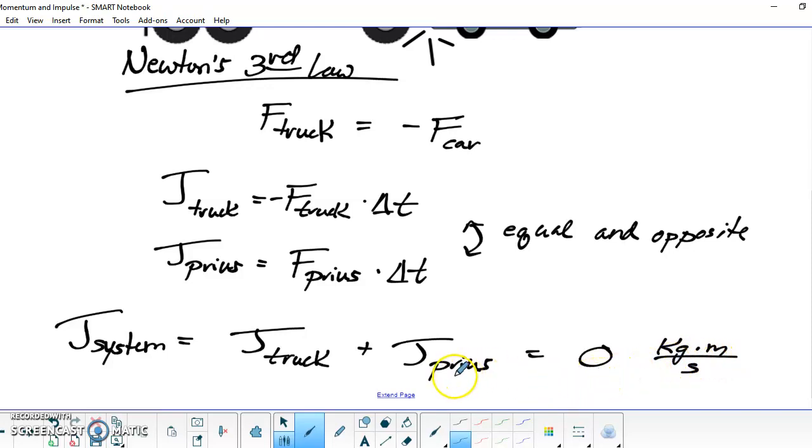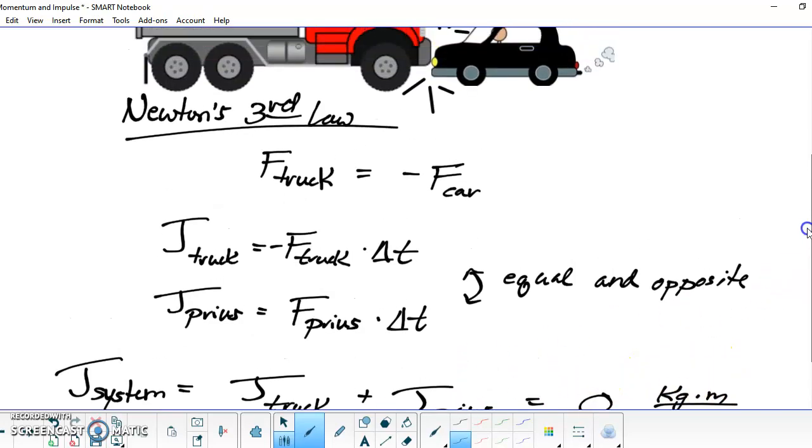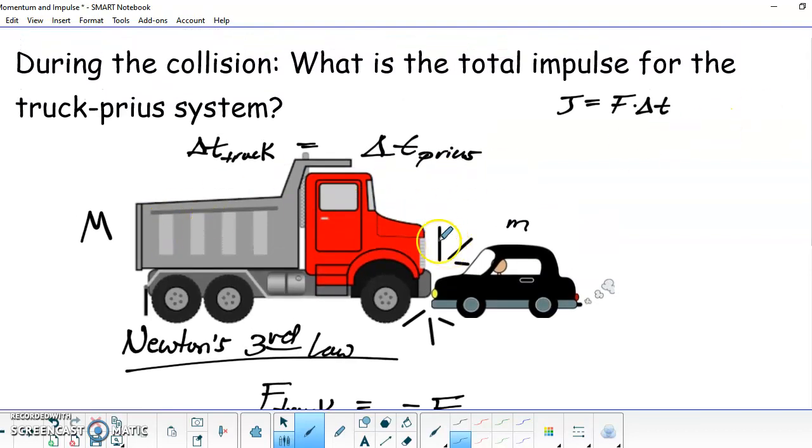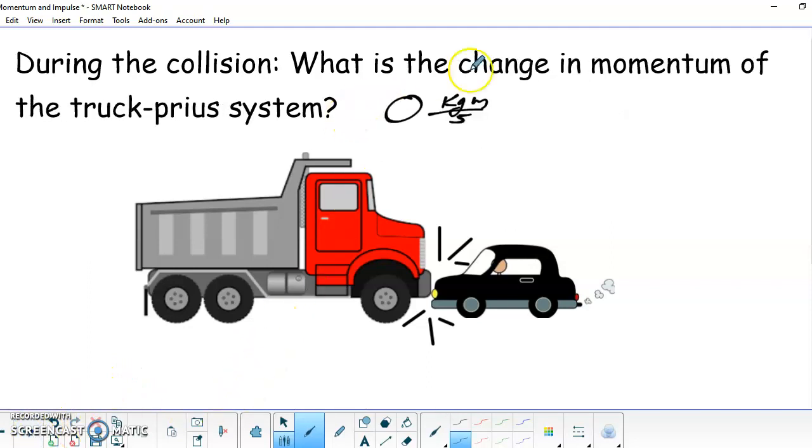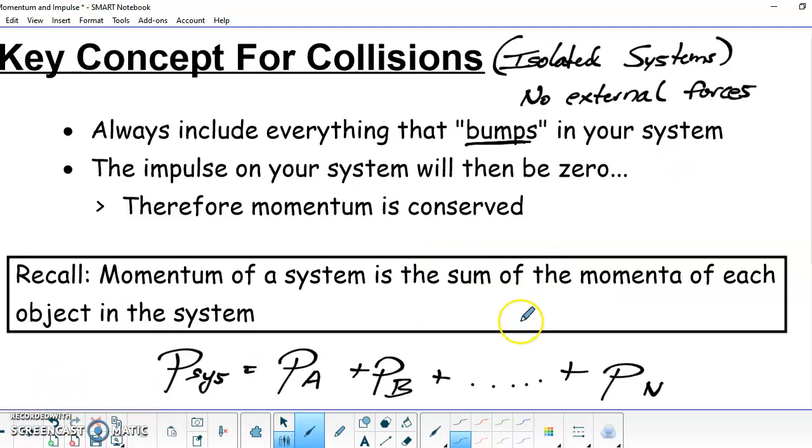Which means my change in momentum for this system, if we consider the truck and the car together, is also 0. It has the same momentum to start before the collision as the momentum after the collision. And that concept allows us to make really complex collisions a little bit more simple to solve. So we can say the change of momentum for this truck Prius system is going to be 0, so I can write it like this now: my momentum initial equals my momentum final for this collision. And that's true for all of our collisions, as long as we consider every collision as an isolated system.